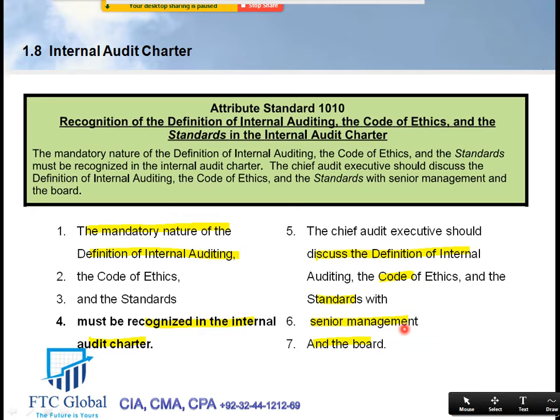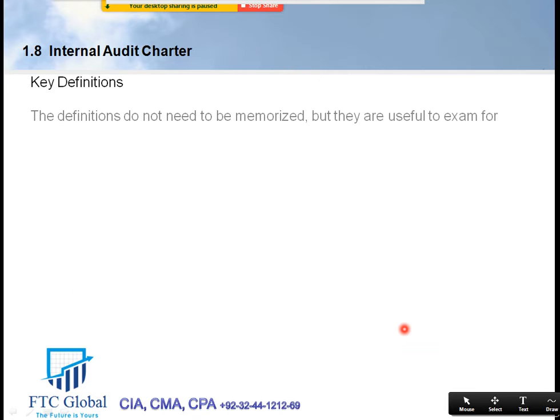That is why the charter must comply with the definition of internal auditing, with the code of ethics and the standards, and the chief audit executive must discuss this with the board so that the internal audit charter drafted is in accordance with these. Now let us do some key definitions. And I'm telling you again and again, you need to understand more, not memorize. What you need to memorize are only those four principles of the code of ethics. The definitions do not need to be memorized, but they are useful for the exam for candidates and practitioners.